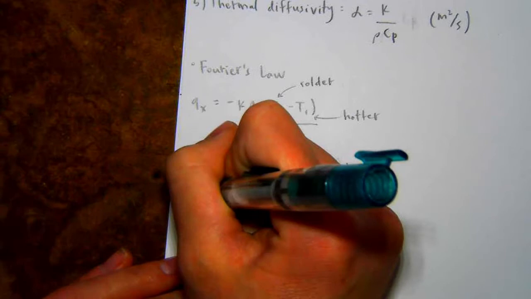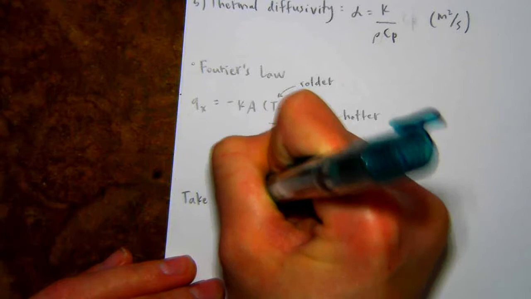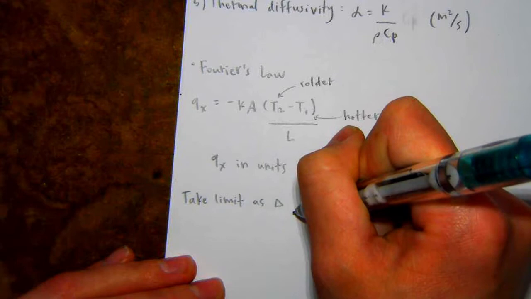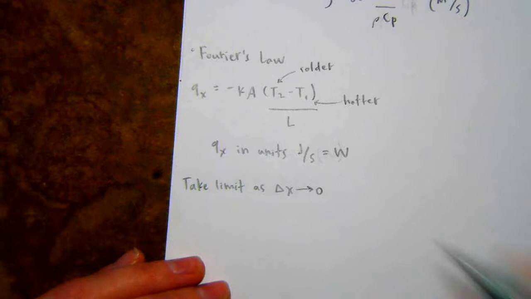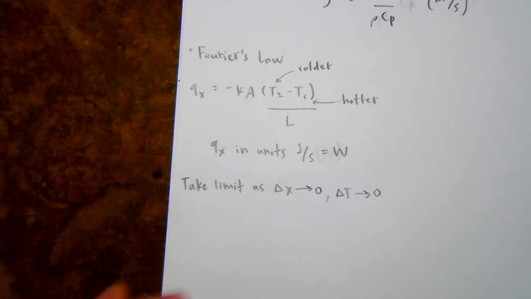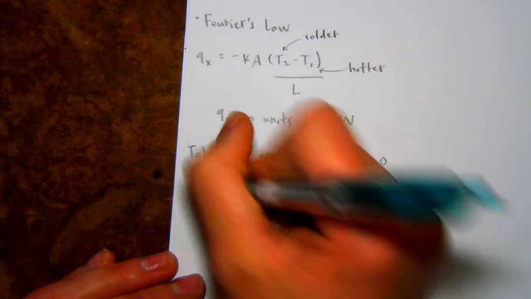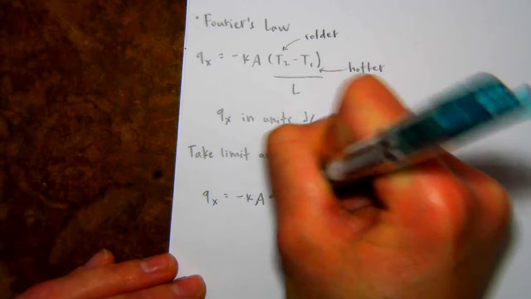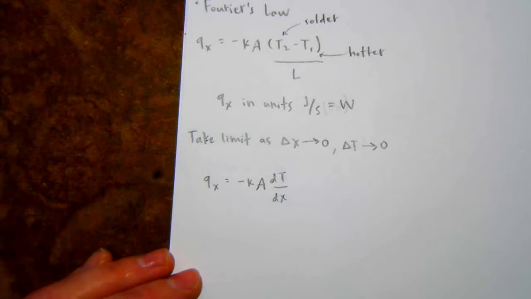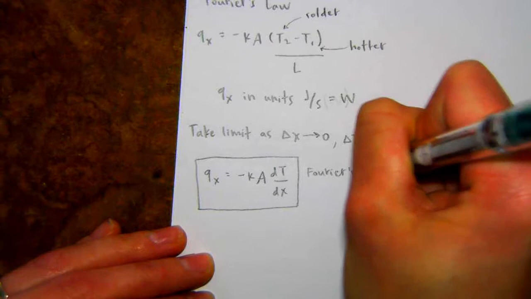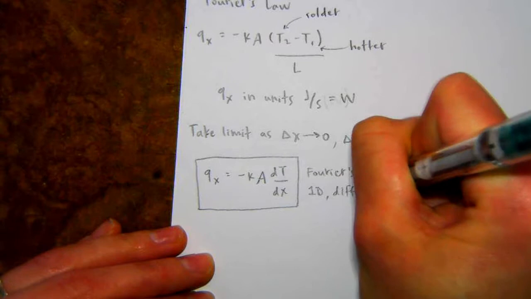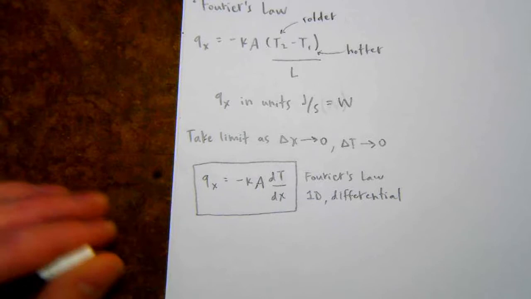So if we want to take the limit as delta x goes to 0, so now we're going to look at the heat transfer across an infinitesimally small piece of material, then our delta T is also going to go to 0. And then we get the differential form of Fourier's law. So dT dx instead of delta T delta x. So now, instead of over a finite distance, we are looking at the heat transfer rate over an infinitely small distance.